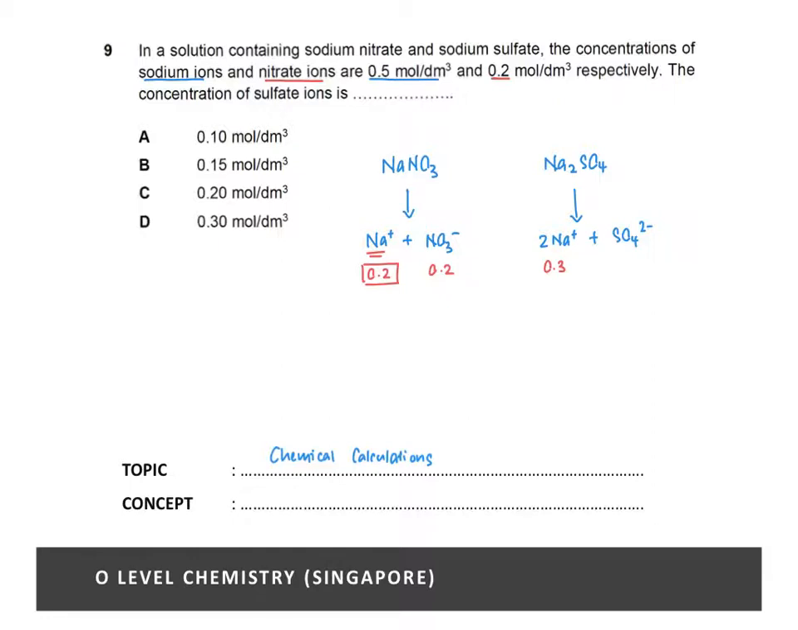Now, with that in mind, how many moles of sulfate ions do I have? Again, we can compare molar ratio. If I have 0.3 moles of sodium ions from sodium sulfate, that would mean that I have 0.15 moles of sodium sulfate, which will also give me 0.15 moles of sulfate ions. So the answer is B.